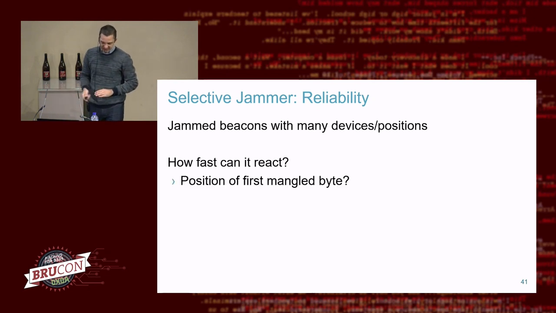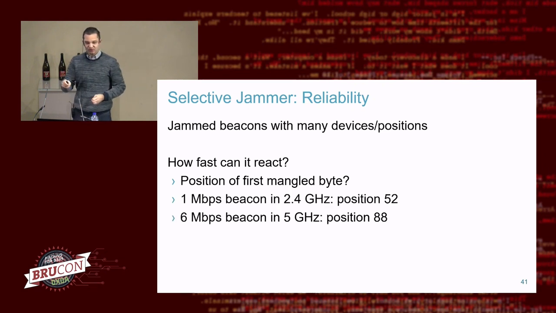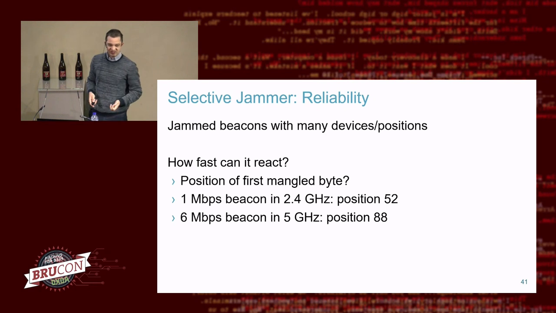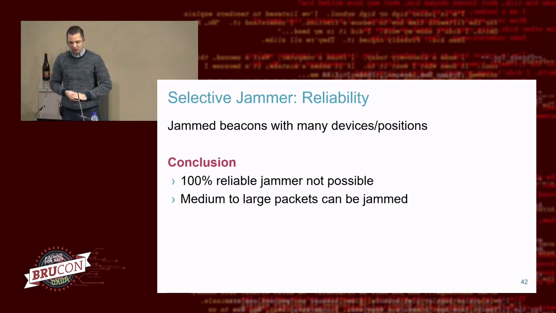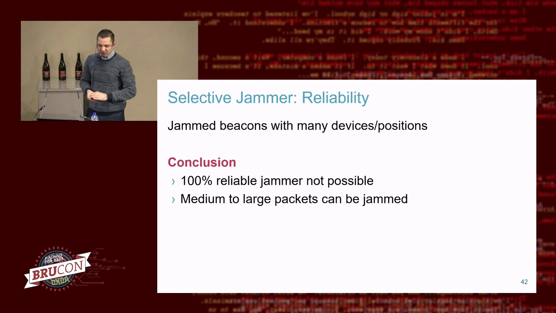So what we did is we first jammed beacon frames in the 2.4 gigahertz band, where they are sent at 1 megabit per second. And then we were able to mangle bytes that start at position 52 of the beacon. When we are jamming in the 5 gigahertz band, these beacons are sent faster. In this case, we start jamming bytes at position 88. And in general, that's enough to jam medium to small packets. Unfortunately, we cannot jam very small packets using this.